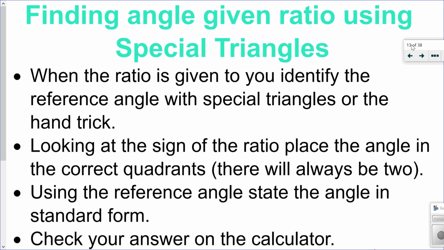Okay, so what we're going to do is look at finding an angle given a ratio using our special triangles. First thing, when the ratio is given to you, that's not the angle, that's the fraction, identify the reference angle. Remember, we're dealing with 1, 2, and root 3, or 1, 1, and root 2. Depending on what numbers I'm given, I know what triangle to look at. Am I looking at the 30, 60, 90 or the 45, 45, 90?